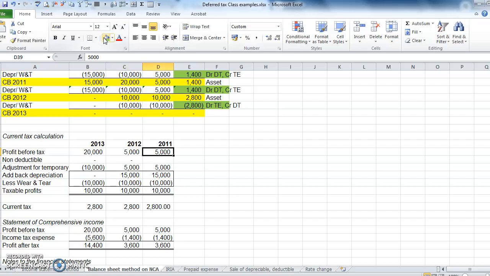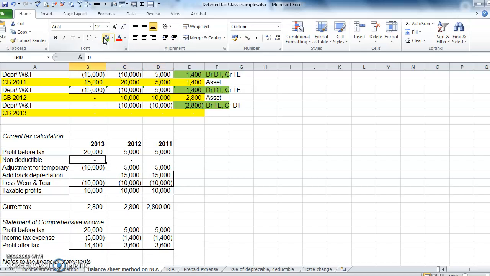You with me? 20,000 minus the depreciation, which was not taken into account when they calculated the 20,000, so it's 5,000. There were no permanent differences. The only difference is the temporary difference relating to the depreciation and the wear and tear. So we add back our depreciation for both years, 2011 and 2012, and we deduct our wear and tear. Our taxable profit is 10,000 Rand, and then our current tax is 2,800.